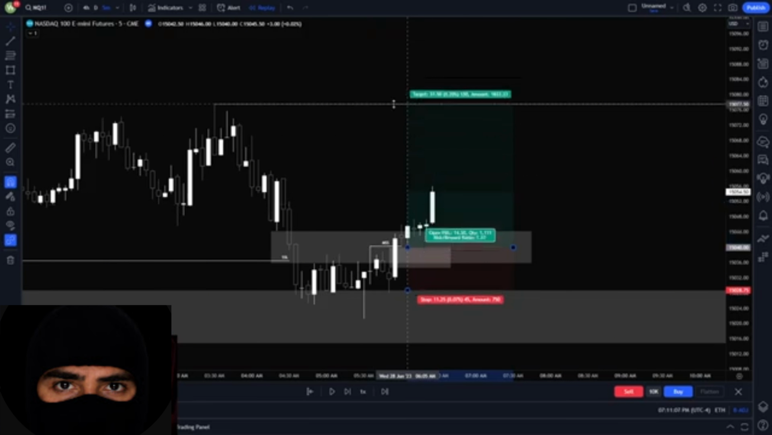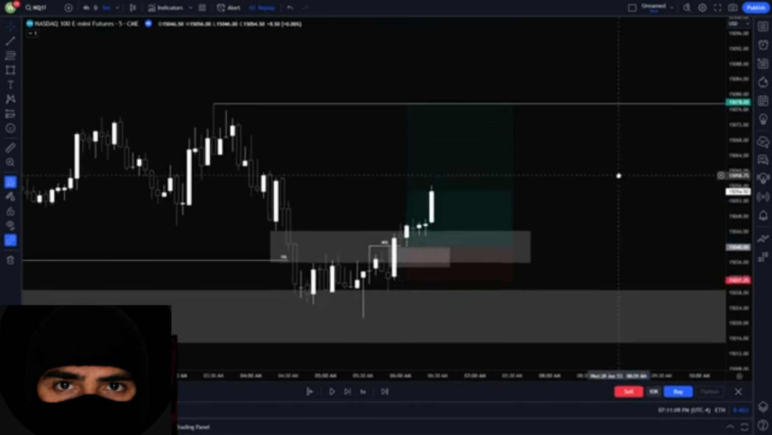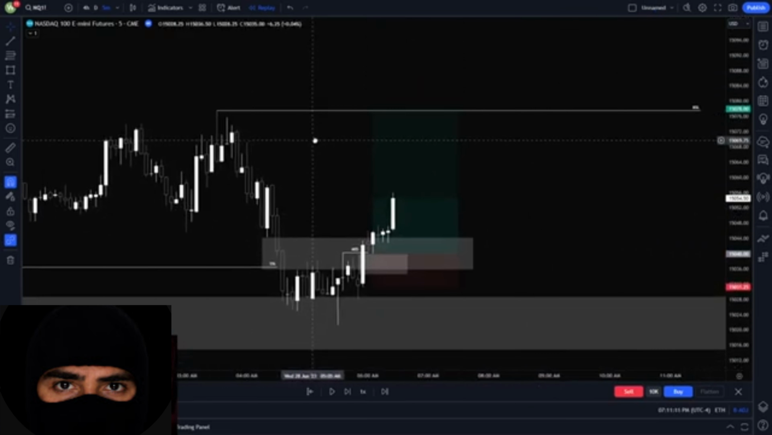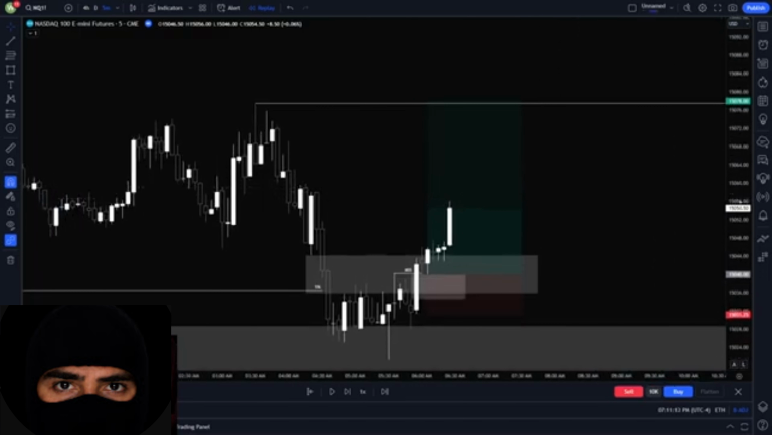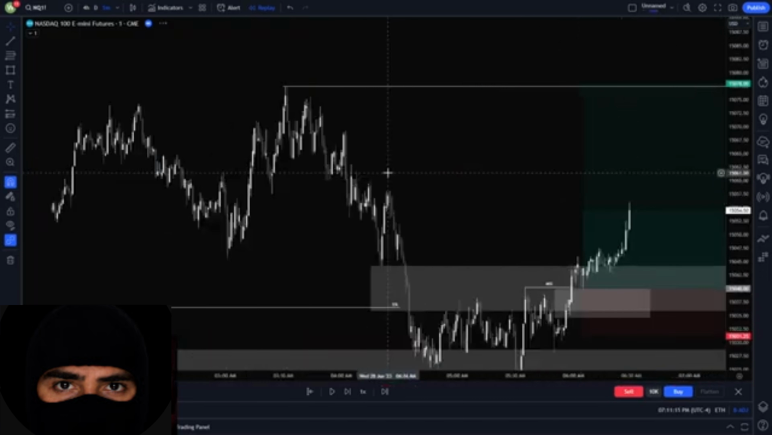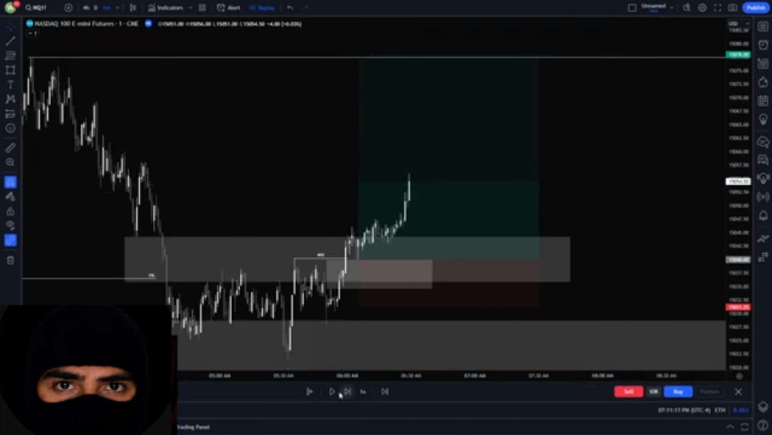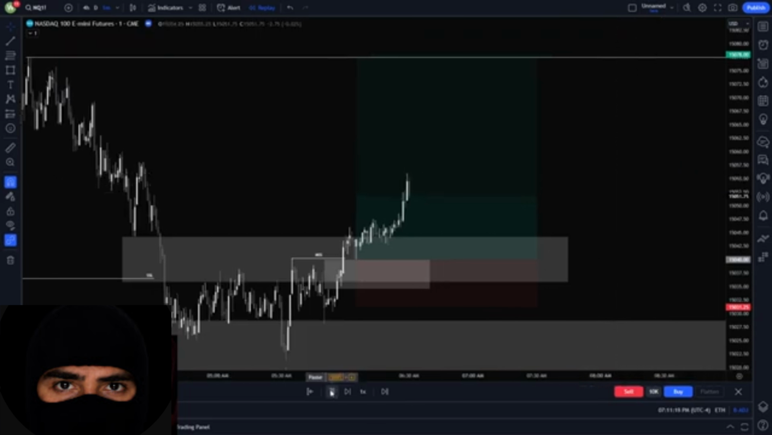And I could possibly look to take another setup, because we have a clear draw on liquidity. So now I'm zoomed into a 5-minute. I'm like, all right, I know that the market's going to go higher. So let me zoom in. Maybe I can look to take a pullback to a fair value gap, whatever it is.